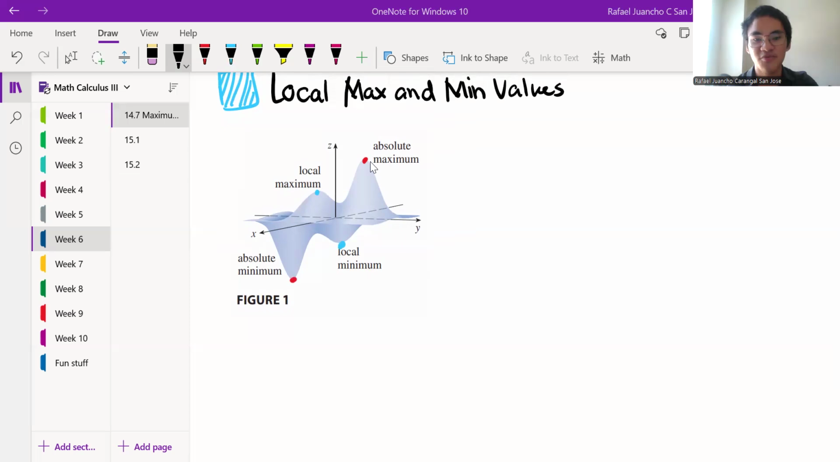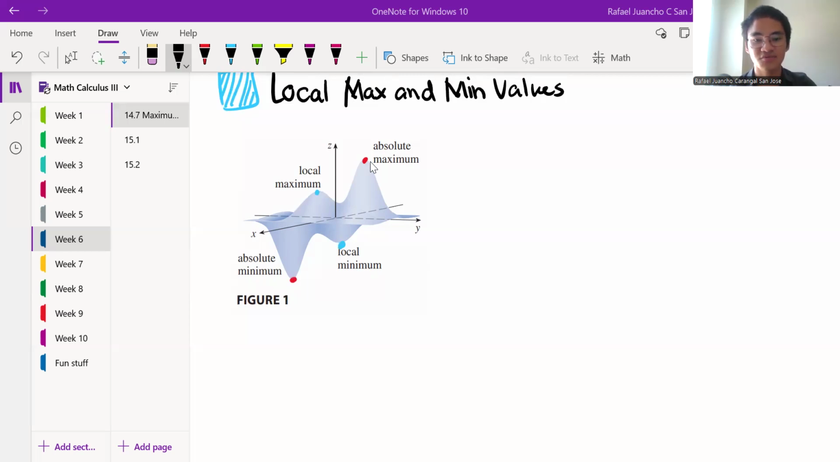Let's look at that. We have two points, a, b, where f is a local maximum. That is where f(a,b) is larger than nearby values of f(x,y). Here we actually have two local minima, where f(a,b) is smaller than nearby values. The largest value of f(x,y) on the domain of f is the absolute maximum, and the smallest value is the absolute minimum.